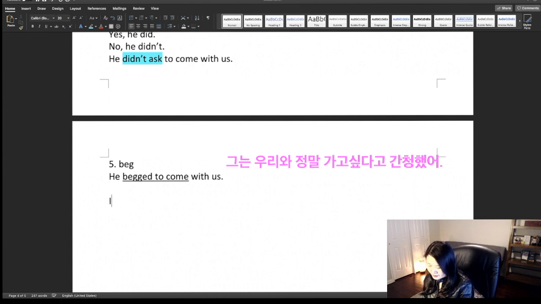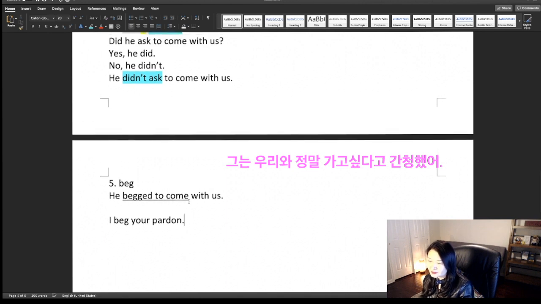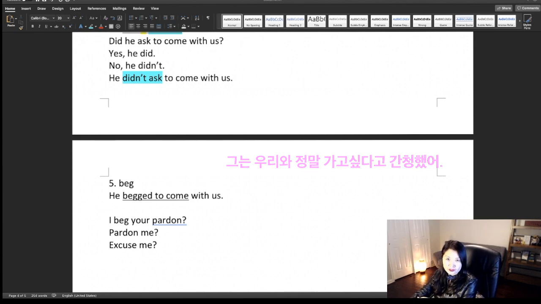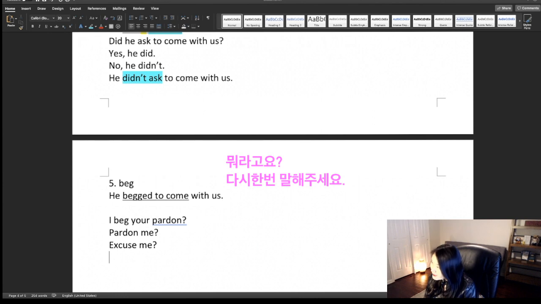So this is a good tip for conversation sentences. You know, I beg your pardon. Do you guys know what that means? Some people say, I beg your pardon. Or some people say, pardon me. That means excuse me. So if you don't understand what other people say to you, then you say, excuse me, I beg your pardon. That means, can you please tell me one more time? This is just a little tip that I want to give to you.